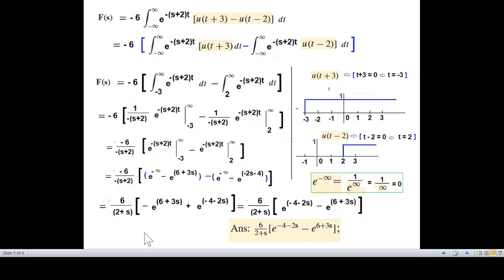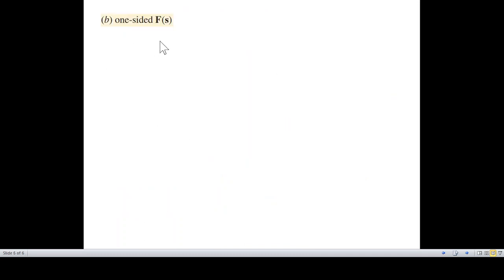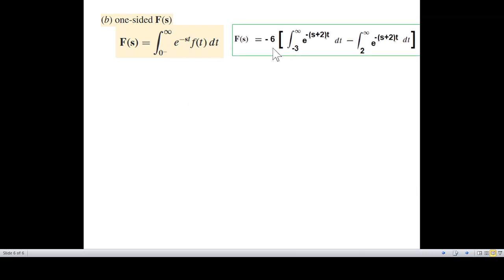Now we come to part B. Part B is the one-sided Fourier transform of the same function. So starting from 0 to infinity, or 0 minus to infinity. This was the function that we had done for the previous case. Now what will happen is that instead of -3, it will now start from 0, because one-sided is starting from 0. So that is the only change. This part remains unchanged.